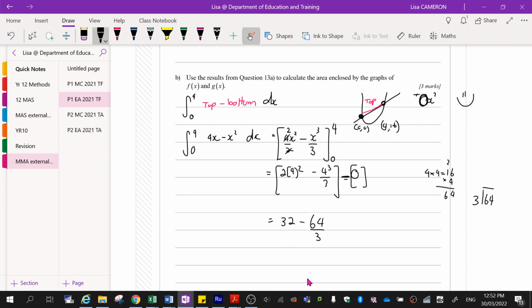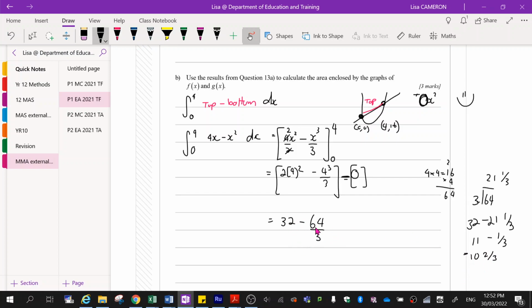64 over 3. Okay, if I did go through and continue with this, 3 goes into 6 twice, and then I have 1 there with 1 over 3 remaining. So if I was going to do the 32, I could subtract 21 and 1/3. 32 minus 21 is going to give me 11, and then I need to minus 1/3, which would give me 10 and 2/3. So that's going to be our answer.